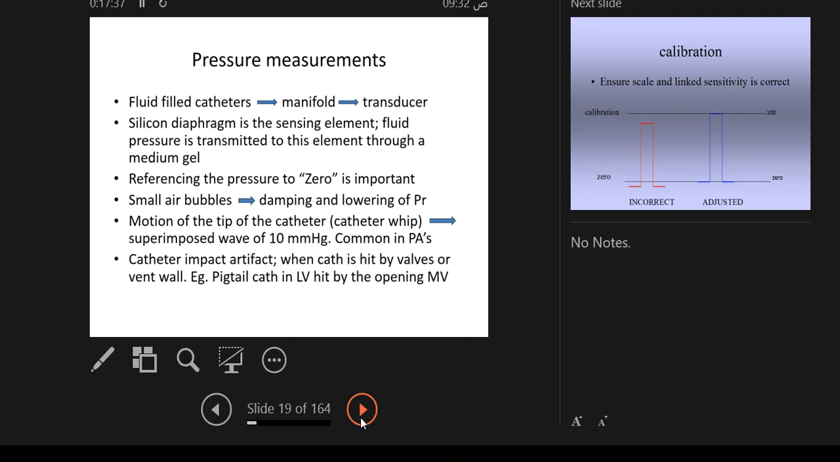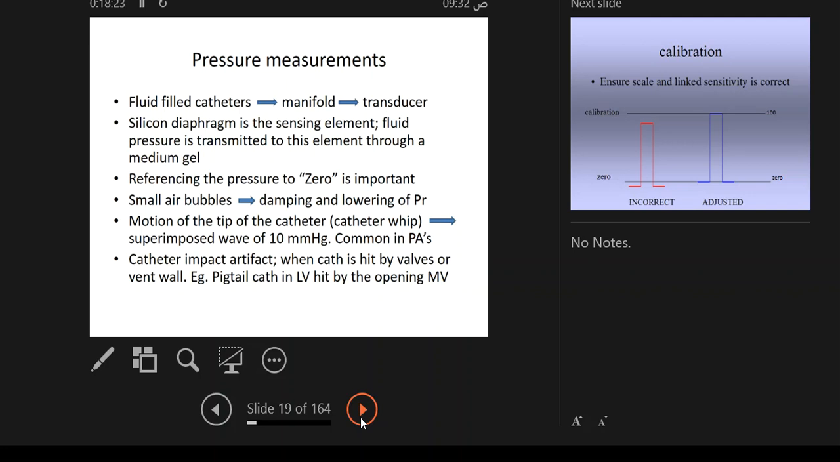Small air bubbles inside your system may damp and lower the pressure. Motion of the tip of the catheter, like a catheter whip, when you have an ASD and you have a pulmonary vascular dance, a hilar dance, this hilar dance makes the catheter move like a whip. So this adds to the pressure. It may be a lot more than is expected. So you may have a superimposed wave of 10 millimeters mercury, common in the PA. Also, the catheter impact artifact, when a catheter is hit by a valve, like in the left ventricle when the mitral valve opens and the pigtail catheter hits it, may also change your pressure.